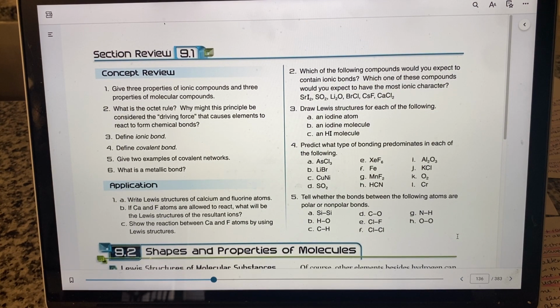Which of the following compounds would you expect to contain ionic bonds? And which of these compounds would you expect to have the most ionic character? Well, you can take each one of these and subtract them in that table that we had, remember? Subtract this by that, and if it's above 1.7, it'd be ionic. But you can also look and see where these are on the table. So let's go back to that table and I'll show you. It's always good to have a periodic table in front of you.